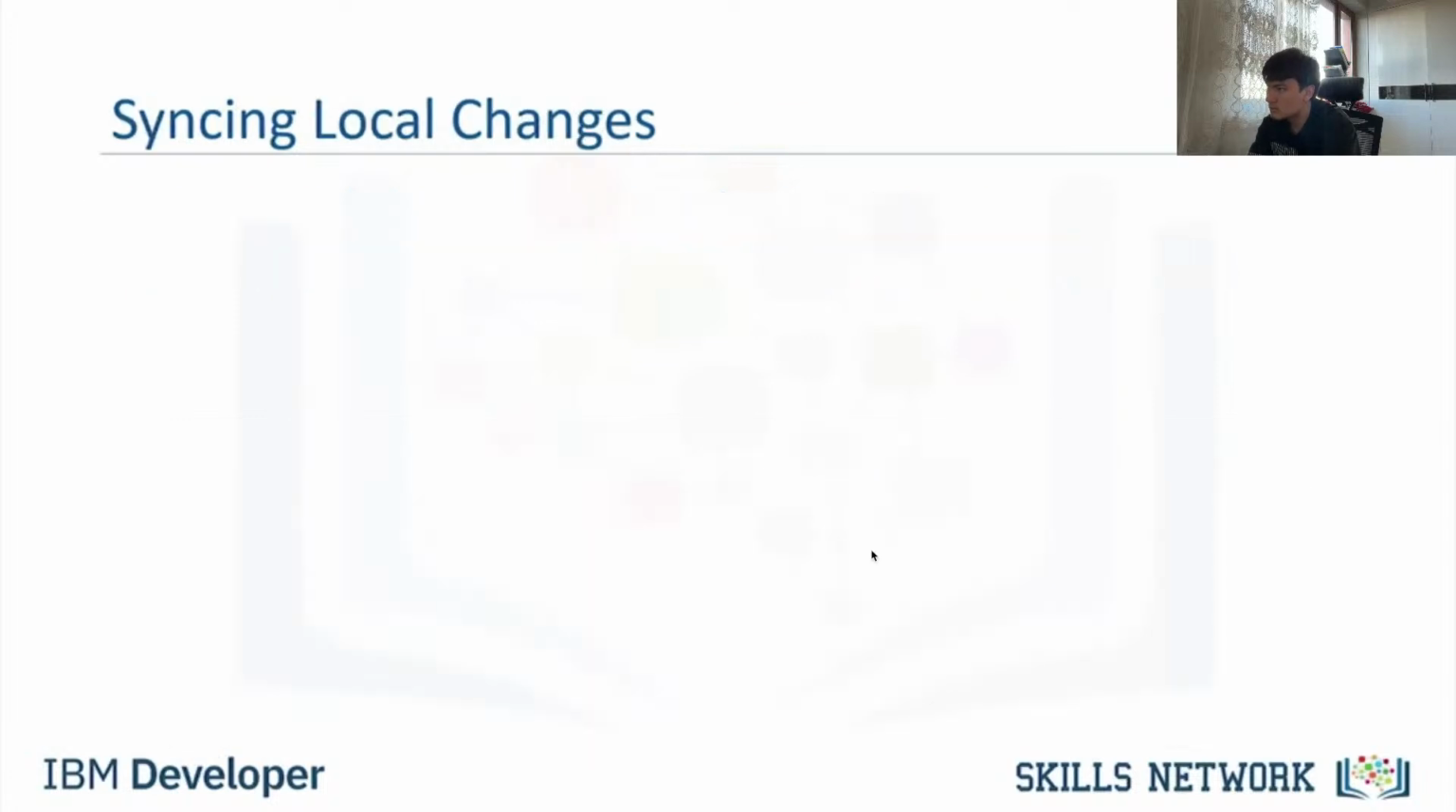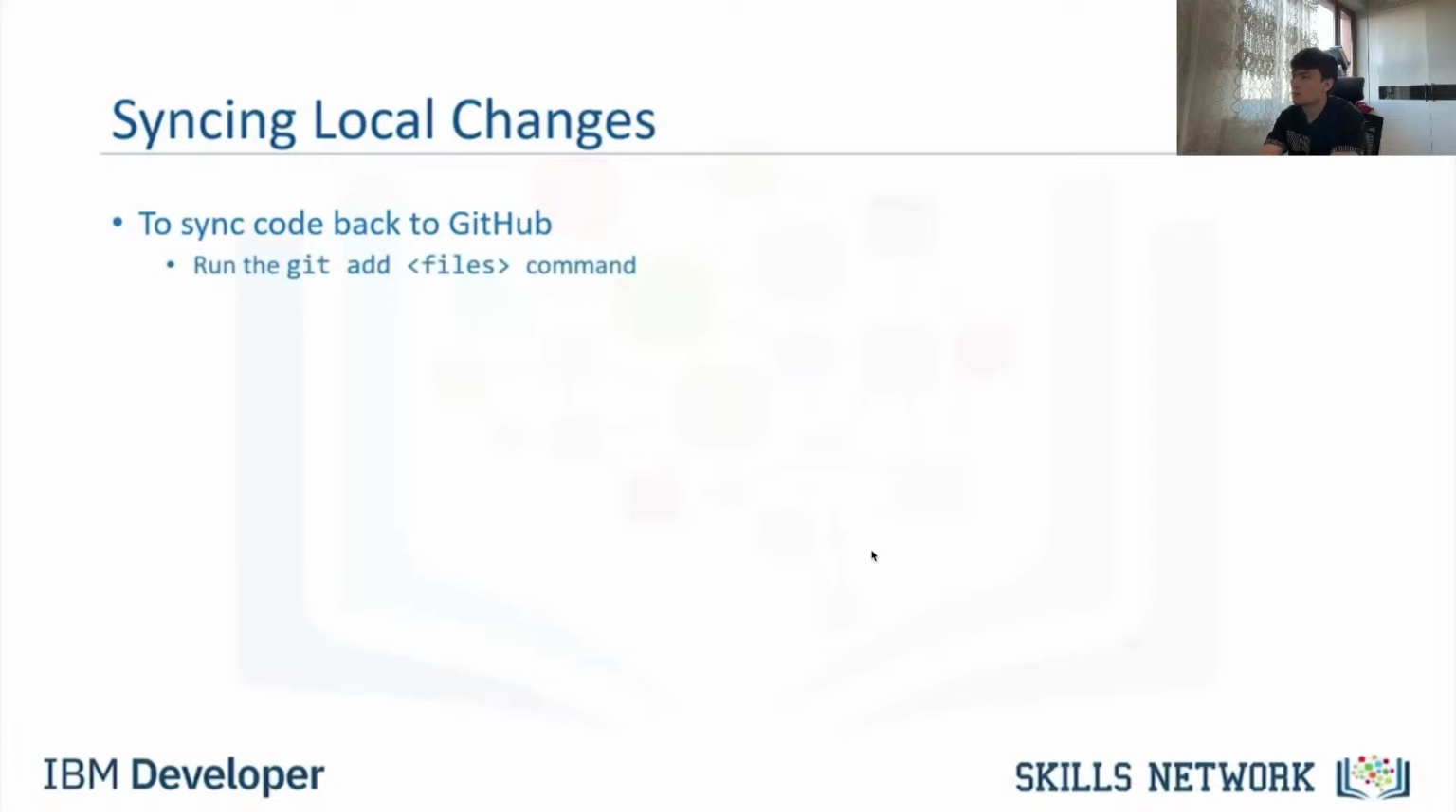cloning. When you have made your changes and are ready to sync your code back to GitHub, first, you must run the git add files command. This moves the changed files into a staging area on the GitHub repository. The staging area is an area where commits can be formatted and reviewed before completing the commit.